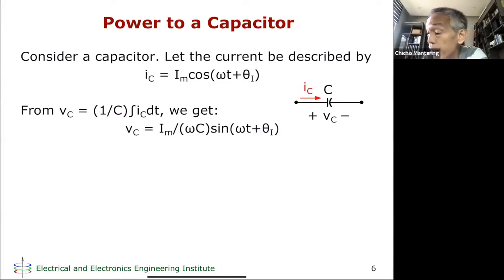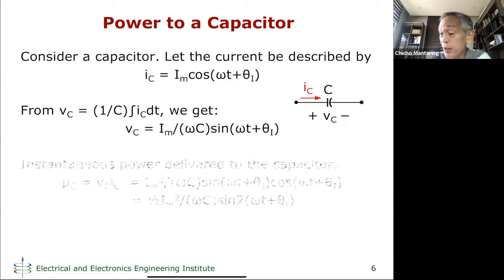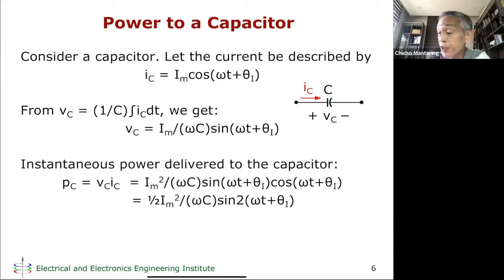If I get the integral of a cosine function, the integral of my cosine function is equal to my sine function, I have to divide it by omega, and then I have my 1 over C here. Of course, you have your current amplitude, I sub m. So this will be the expression of my V sub C: I sub m over omega C sine omega t plus theta I. So what are we going to do again? We will get the instantaneous power. Multiply V sub C by I sub C. So I multiply this by this, and I'm going to get this expression.